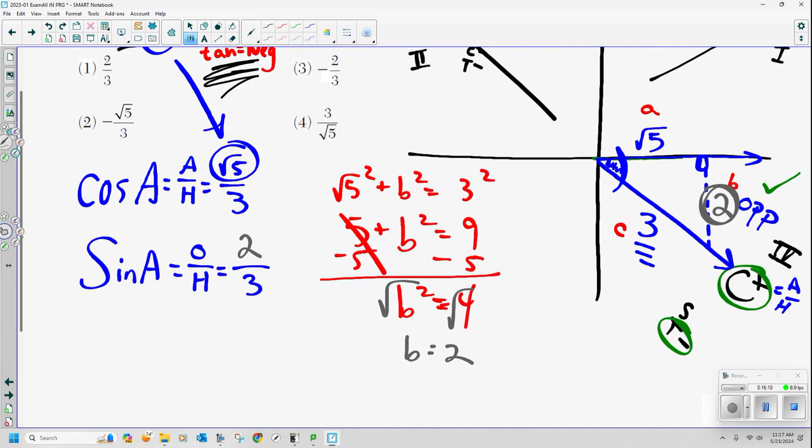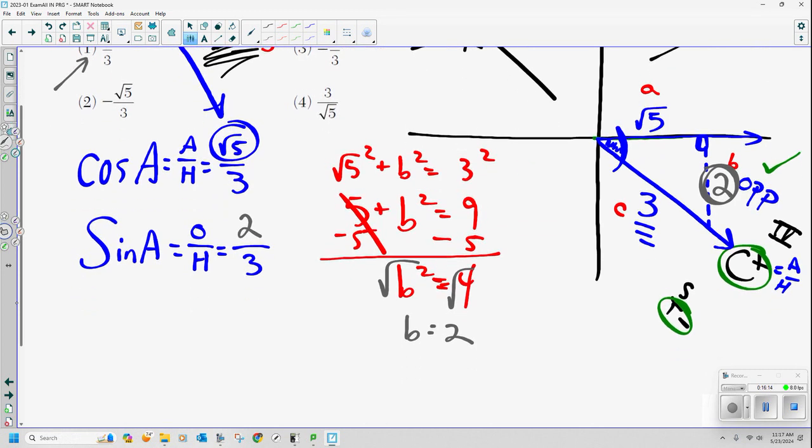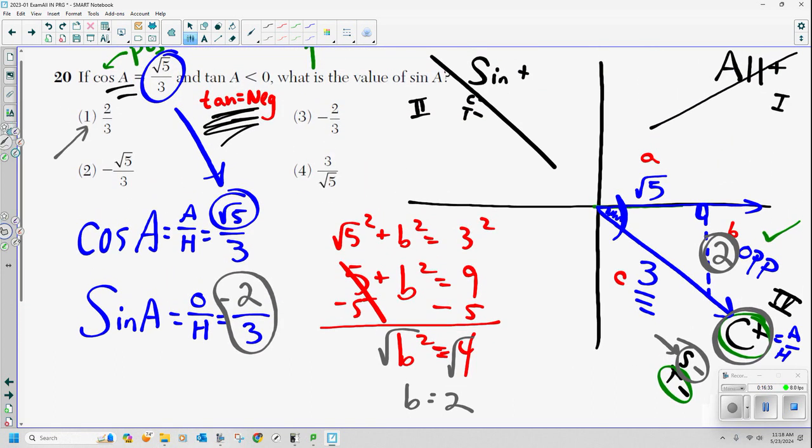But before you start circling choice 1, remember when we started this whole thing? Quadrant 4. Cosine is the only positive value. Isn't sine negative there? It is, children. It is. So you better make this fraction 2/3 negative. Oh, they tried to throw one past you. It's negative 2/3. But you're too smart for them. You got this.